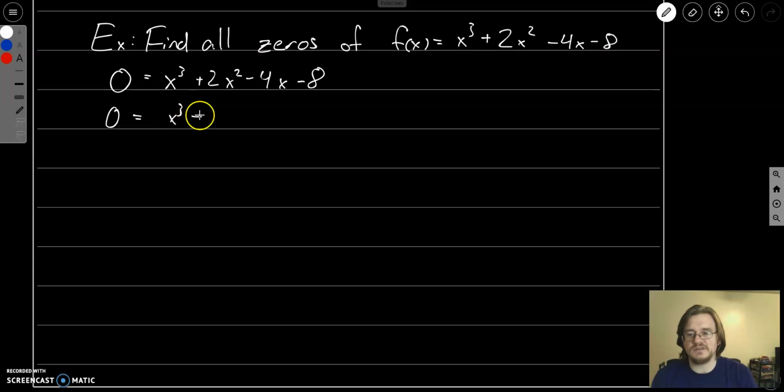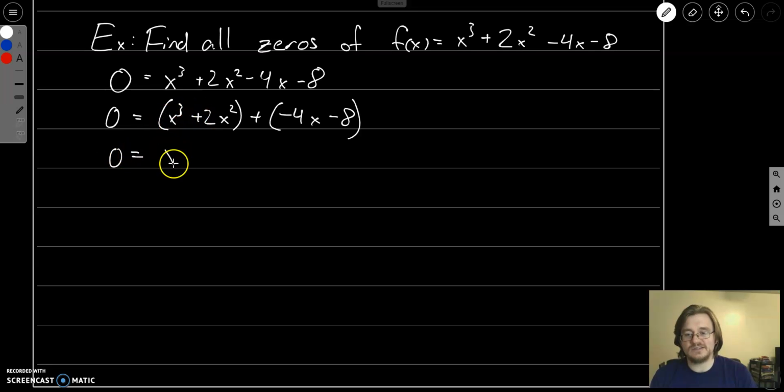So I'm going to take the first two terms and clump them together, and I'll take the second two terms and clump them together, and again we're adding all of these. In this first term I can factor out an x squared from both terms, so I'll be left with an x and a plus 2. And in this last term I can factor a negative 4 out of both of these. This is going to be negative 4 times x, and negative 4 times positive 2.